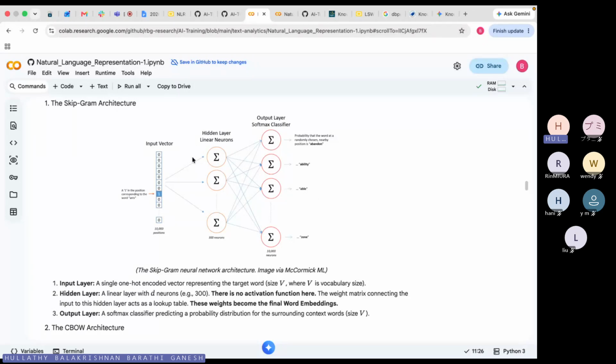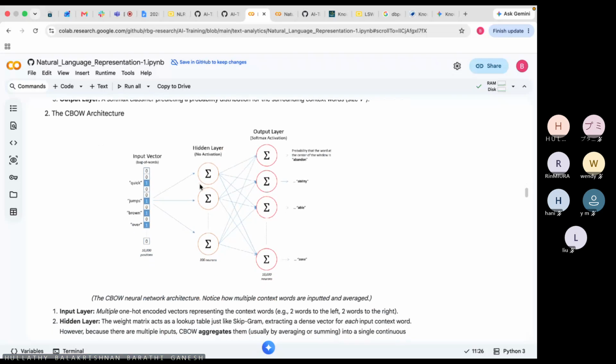But the best thing is, unlike the term document matrix and inverse document matrix, the dimension of the embeddings is in our control. So it won't depend on the vocabulary size. It depends on the size you are fixing. Typically, people use between 300 to 500 as the embeddings size. So as you fix those many dimensions, you will have it.